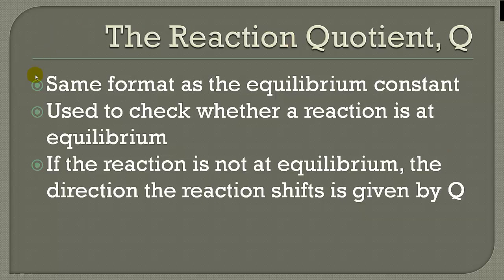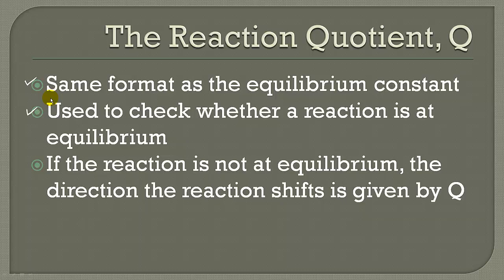First of all, the reaction quotient has exactly the same format as the equilibrium constant. The only difference is you're using the reaction quotient not to calculate the equilibrium constant, but to calculate the quotient to see whether or not a reaction is at equilibrium. You'll know a reaction is at equilibrium when the reaction quotient and the equilibrium constant are the same numeric value. Now, if the reaction is not at equilibrium, you'll know that too, because it won't be the same value.